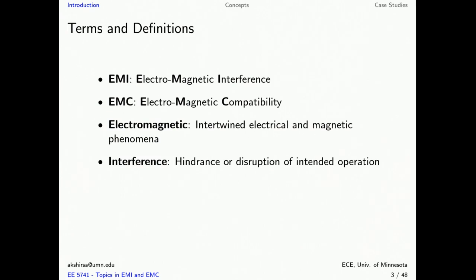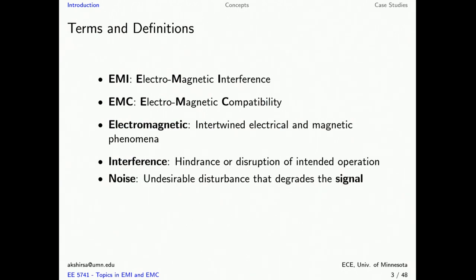The next term that we can look at is interference. The English definition of the word interference is a hindrance or disruption of intended operation. In the EMI and EMC context, it refers to disruption of the intended operation of a system as a result of incident electromagnetic energy.